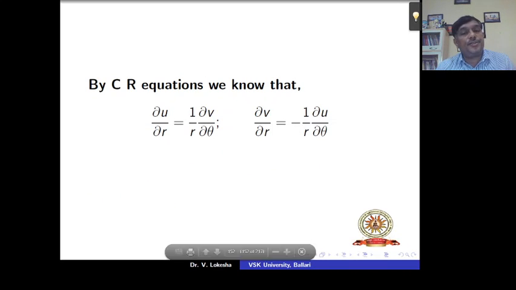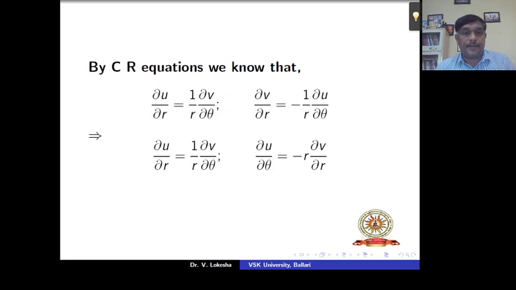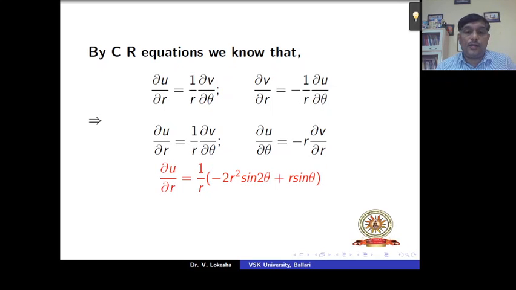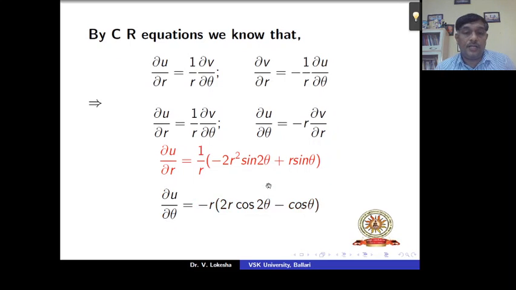By the CR equations, we know that ∂u/∂r = (1/r) ∂v/∂θ, and ∂v/∂r = -(1/r) ∂u/∂θ. Then we can rearrange this. Then you get ∂u/∂r = (1/r)(-2r² sin 2θ + r sin θ). Simplifying this, r is common, we can cancel it.